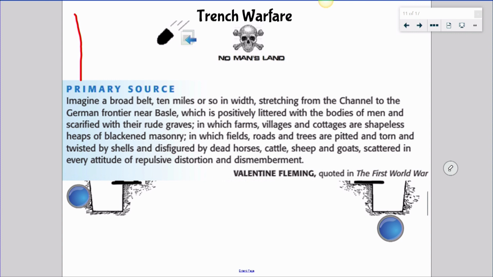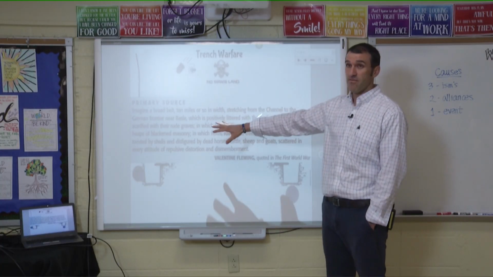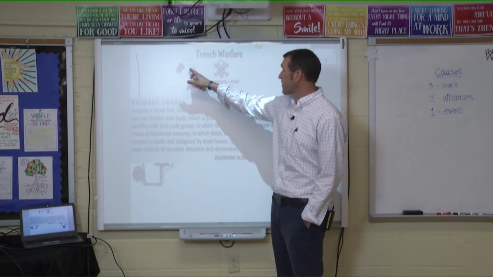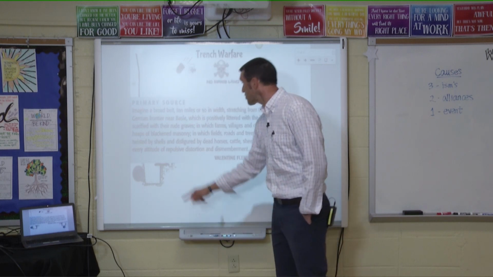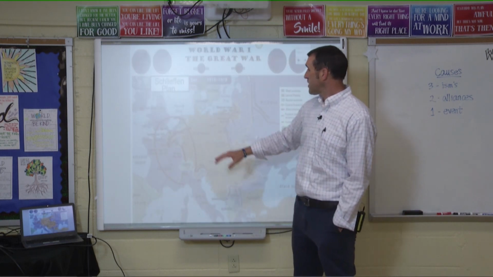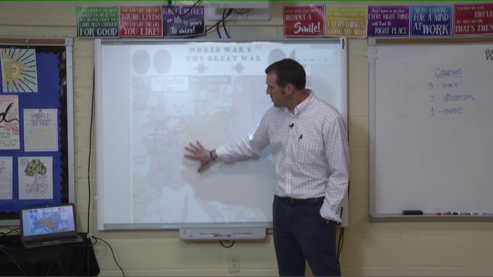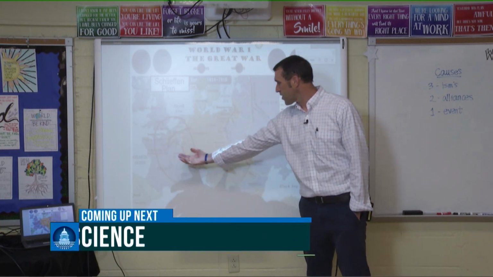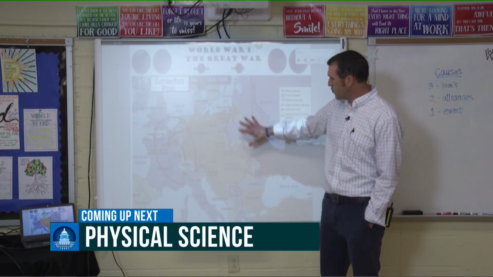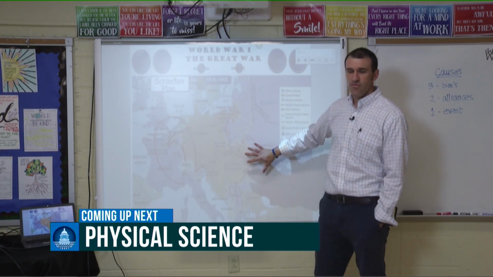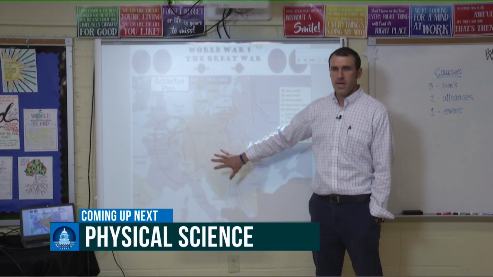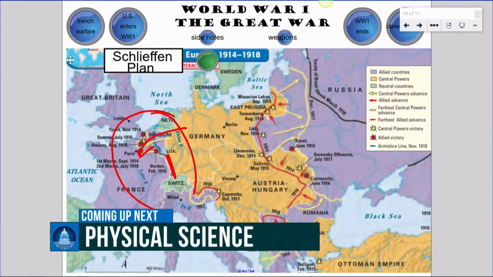And the people that actually lived through this were scarred for the rest of their life from the memories and life of trench warfare. Let's look back at this map and talk further. Not only was there the trench warfare on the Western Front, but also the fighting that really got bogged down in the Eastern Front between Germany and Austria-Hungary with Russia.